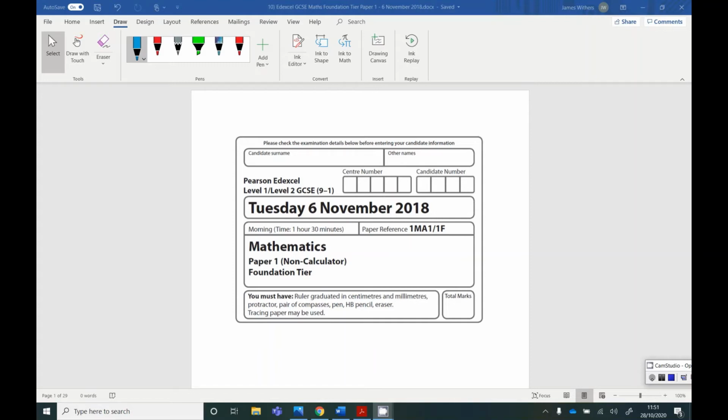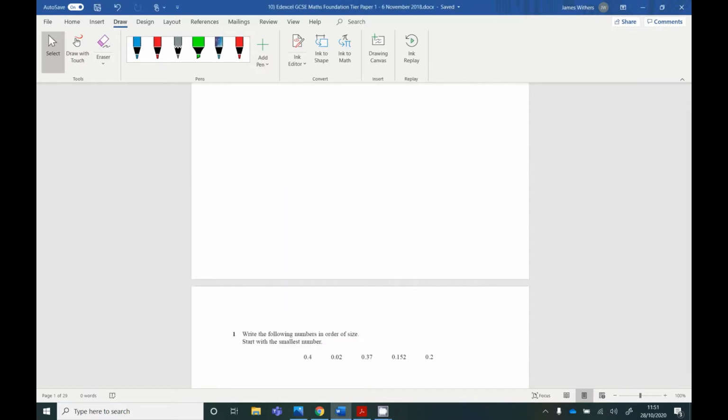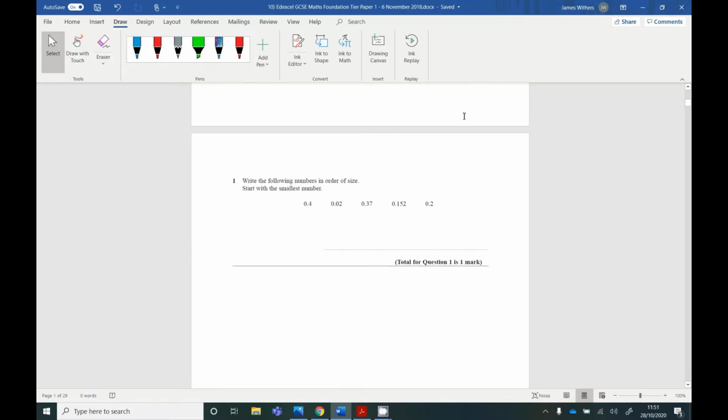So this is the Edexcel Foundation GCSE Maths paper, paper 1, the non-calculator paper from the 6th of November 2018. So question 1, write the following numbers in order of size starting with the smallest number.